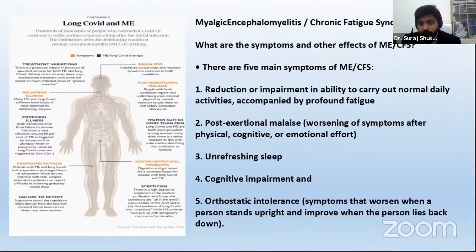The five main symptoms of myalgic encephalomyelitis I've mentioned: first, reduction or impairment in the ability to carry out normal activities, accompanied by profound fatigue. So whatever normal day-to-day activities they were doing properly and easily before the COVID infection, after the infection, even after 12 weeks, they found them impaired with profound fatigue, and they were not carrying out normal daily activities smoothly, and they used to get easily fatigued.